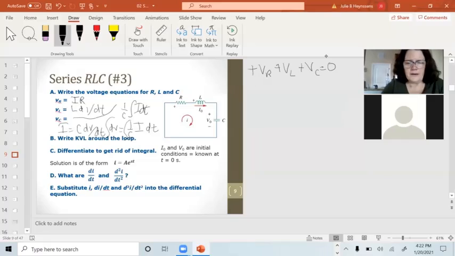So I write it all down. IR plus L di dt. Plus 1 over C, the integral of I, and those are all capital I's. Let's just make them all caps. I dt equals 0.